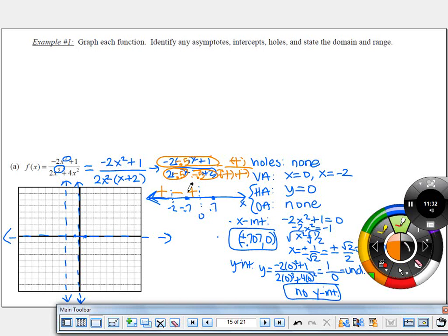Then on the other side of the asymptote at 0, so let's say between 0 and 0.7, let's say now I want to plug in a positive 0.5. If I plug in a positive 0.5, I'm definitely getting positive values in the denominator. And in the numerator, I'm again getting a positive, so this will be positive.